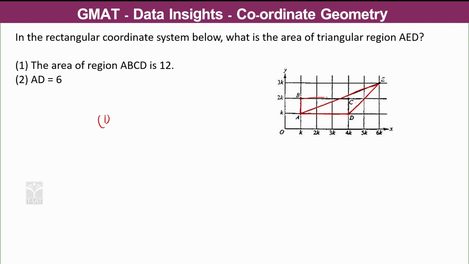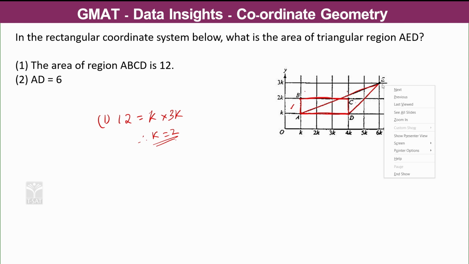ABCD, that is this rectangular region, the area is 12, which is equal to the side of this rectangle AB, which is 2k minus k, so it is k, and the side BC is 4k minus k, which is 3k. So, you can easily calculate the value of k coming out to be 2, and we need to find the area of the triangle AED.